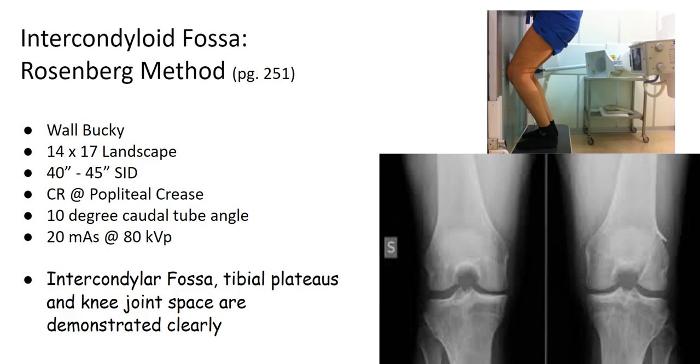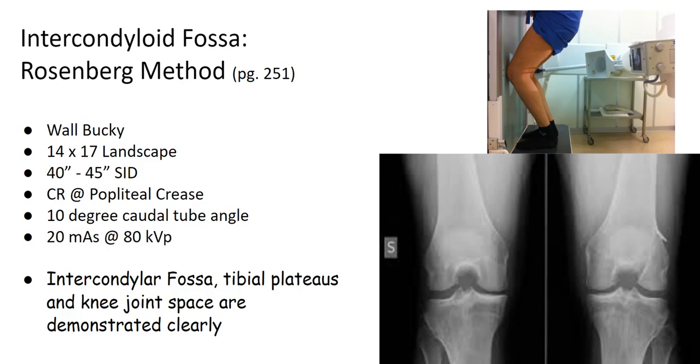Notice we are using the Wall Bucky. So the patient is upright, and this really helps to visualize the joint space when the body or the legs are bearing weight. That's really what the doctors like to see, is that joint space and that fossa when the patient is weight bearing. Again, I want you to do this 14 by 17 inch landscape, include both knees for comparison. You can do this unilaterally, but most physicians like it bilateral for comparison.